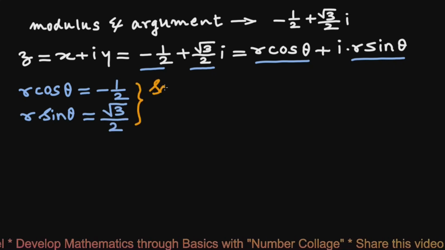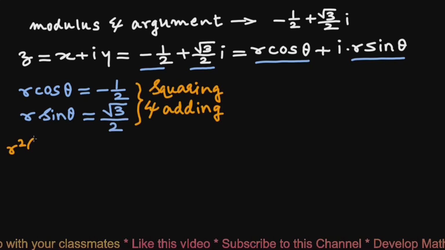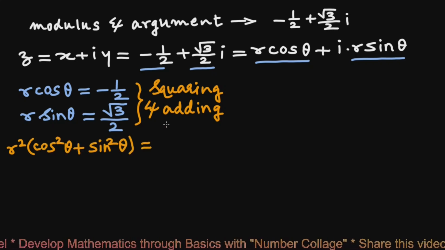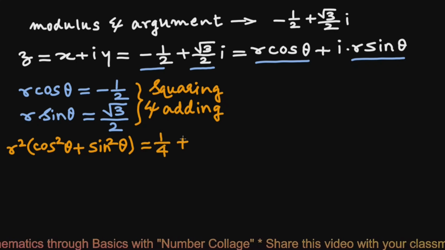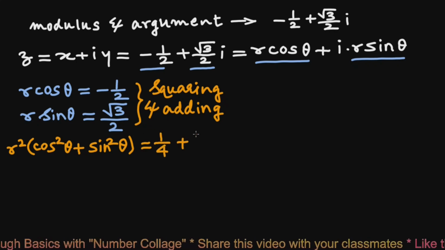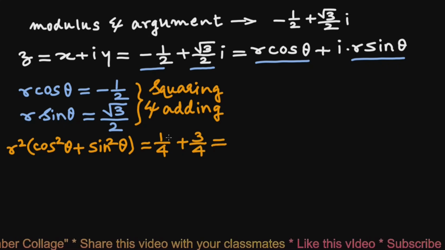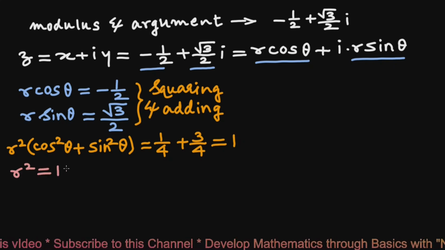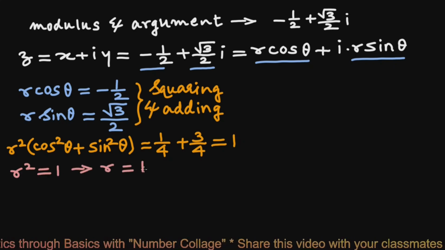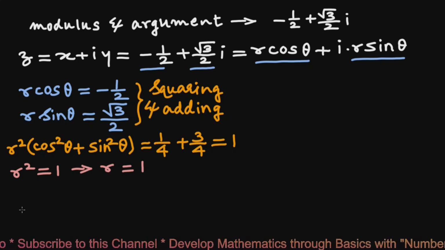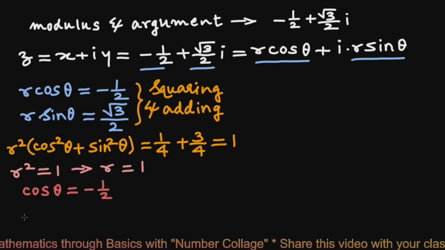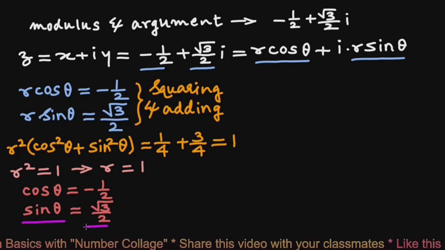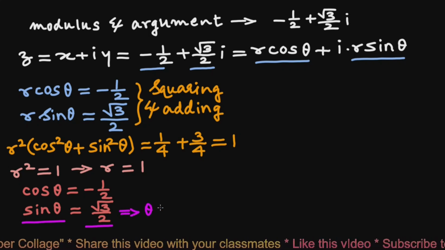Squaring and adding, this will be r square into cos square theta plus sin square theta equals minus half square, which will be 1/4, plus root 3 by 2 square, which will be 3 by 4, which will be 4 by 4, that is 1. This will be r square equals 1, or modulus r will be 1. Therefore cos theta is minus half and sin theta is root 3 by 2. Sin theta equals root 3 by 2 implies theta equals pi by 3.